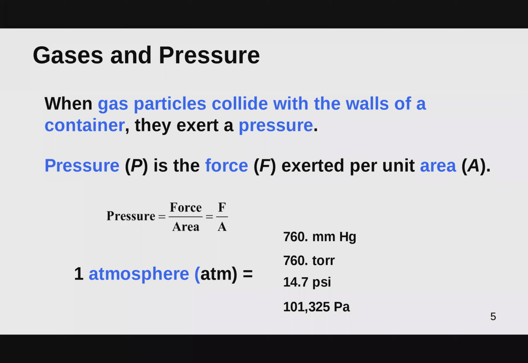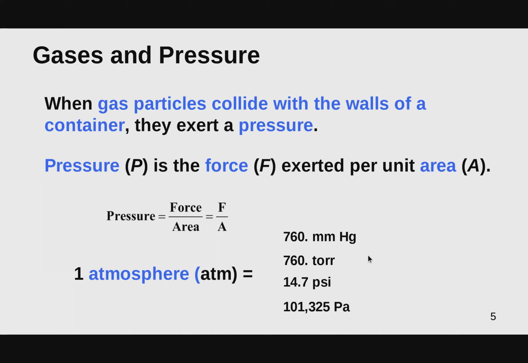Now we have a couple of units we'll make mention of. The one that you most commonly hear is PSI, or pounds per square inch. When you fill up your car tire or a bike tire, it's always in pounds per square inch. The other common one you'll hear is millimeters of mercury, or mmHg. This is what blood pressure is taken in.